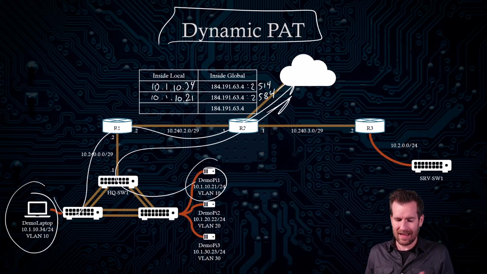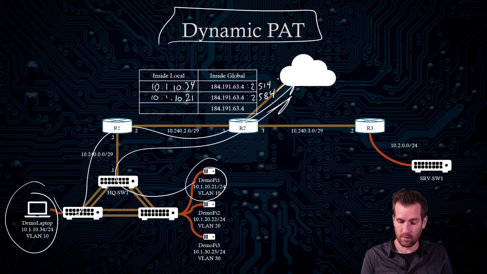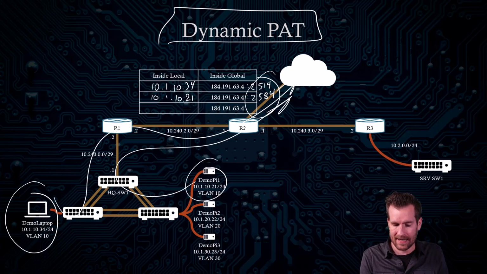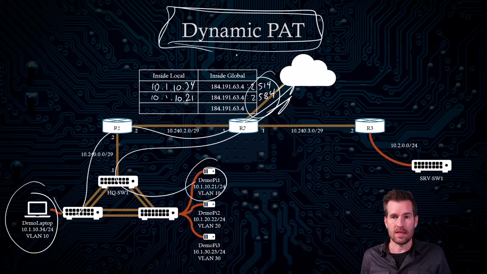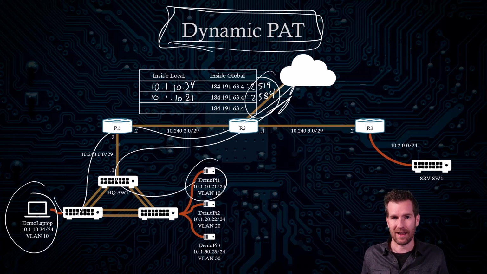So essentially, we've got 65,000 connections before we run out of ports and have to use the next IP address, because we can actually still have a pool of IP addresses available for this. But we have these 65,000 connections because that's how many ports are available to each one of these IP addresses. So it really opens things up a lot, which is why dynamic PAT is usually what we're using out there for most of our networks.